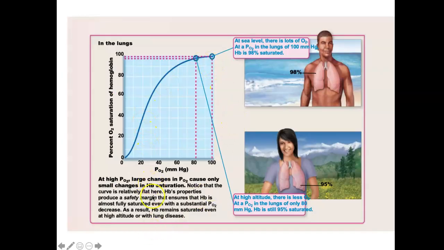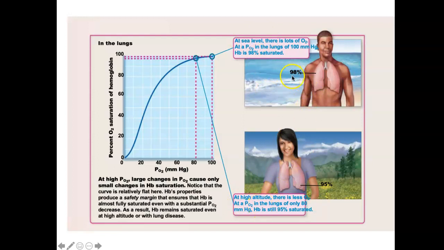So again, they're trying to confuse you with this graph. They're talking about percent of oxygen saturation, and they're talking about the partial pressure of oxygen here. So what they're saying is, we're talking about in the lungs. So they're showing you a picture in the lungs, and they're showing you what happens if you're at sea level versus what happens if you're at a high altitude.